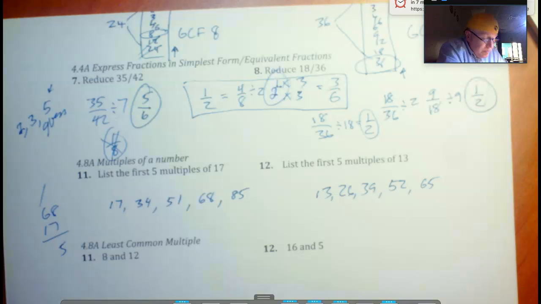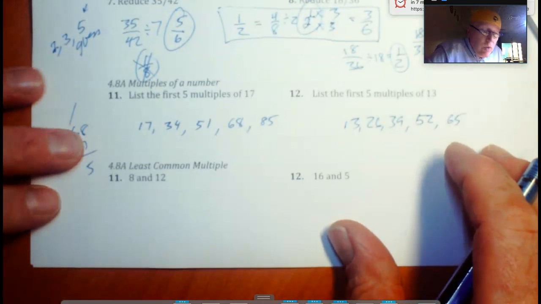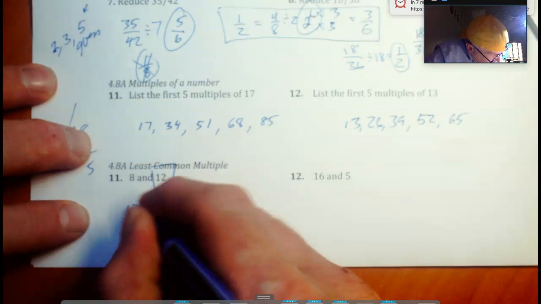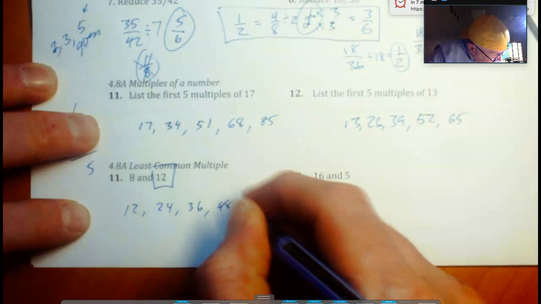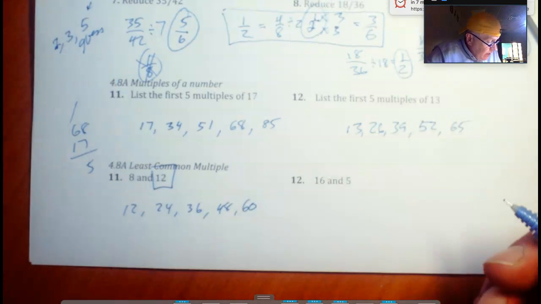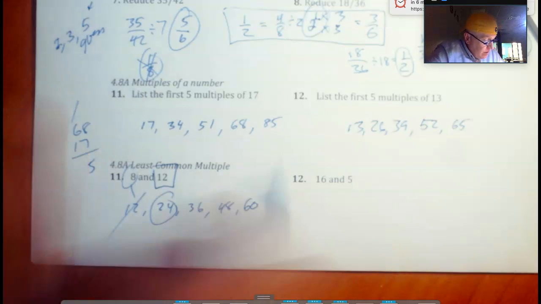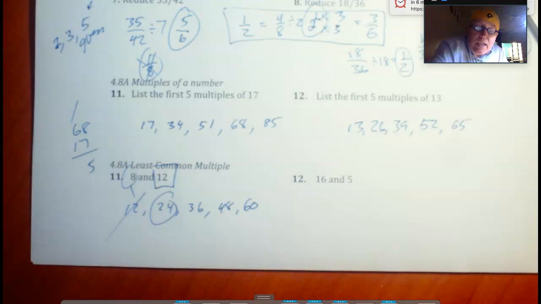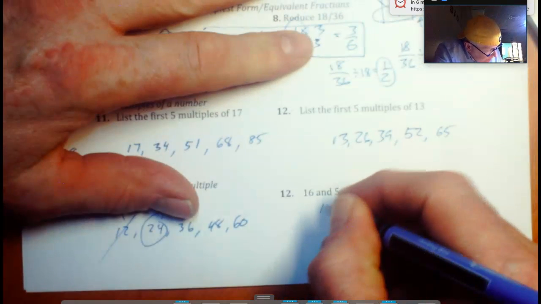All right, the least common multiple. For the least common multiple, the least shall be the greatest. So I'm going to take the largest number, if you do it my way, and I skip count by it. 12, 24, 36, 48. I usually do 4 or 5 multiples of it. We'll do 60, just make it 5. And then I just start asking, does 8 go into 12? No, that's not it. Does 8 go into 24? Yes, it does. The least common multiple is the smallest number that both numbers would land on when skip counting. So it's 24.